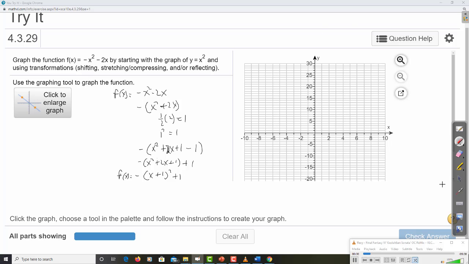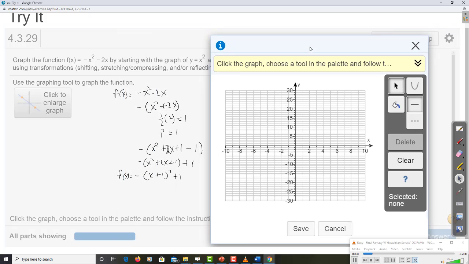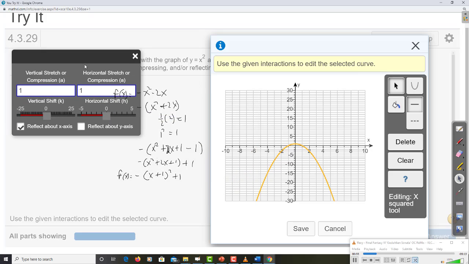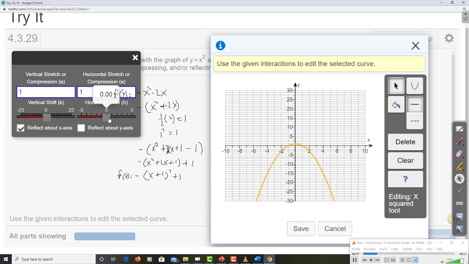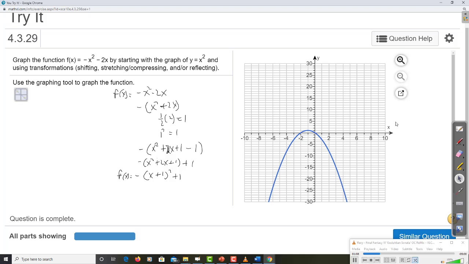So if we start plotting this, I can move this over. Yeah, there is a parabola. So we want to reflect about the x-axis. Then we want to shift up 1. Oh, that's 2. Up 1. And then we want to shift left 1. There we go. Close that. Save. Check answer. And there we go.